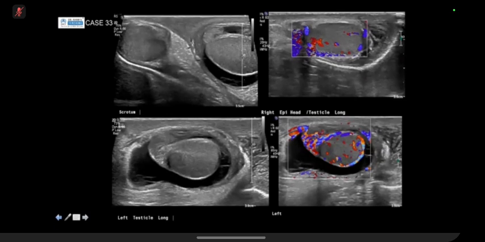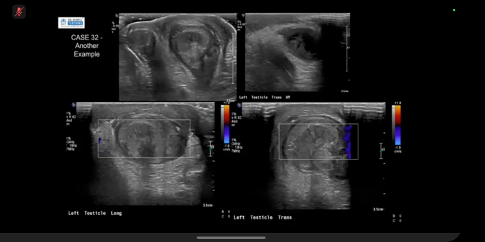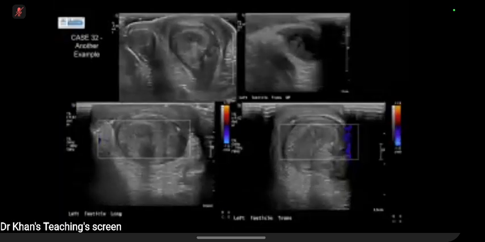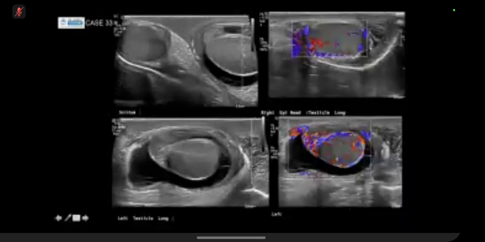So for missed torsions or late findings, let me just go back. You can see that the necrosis is the hypoechoic areas within the testicle. That implies necrosis. And then you can get some hyperechoic areas because of hemorrhage. So if the testes has managed to reperfuse itself, you'll get hemorrhagic infarction of those areas, and then they can be hyperechogenic.